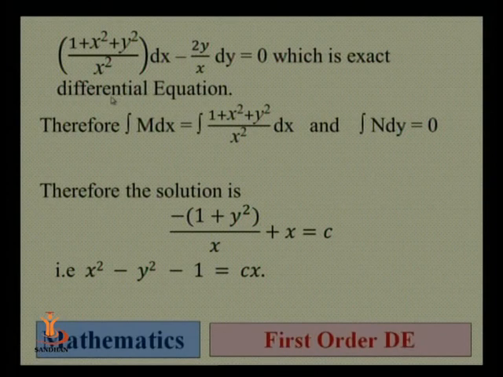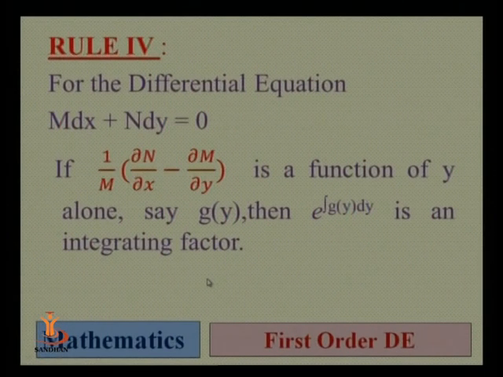How can we check it is exact? By the condition of exactness. So integration of m dx is this and of n dy is this, and combining these two we get the answer, that is x square minus y square minus 1 is equal to cx.